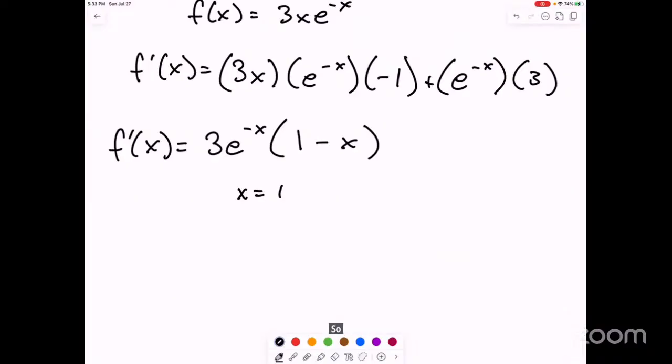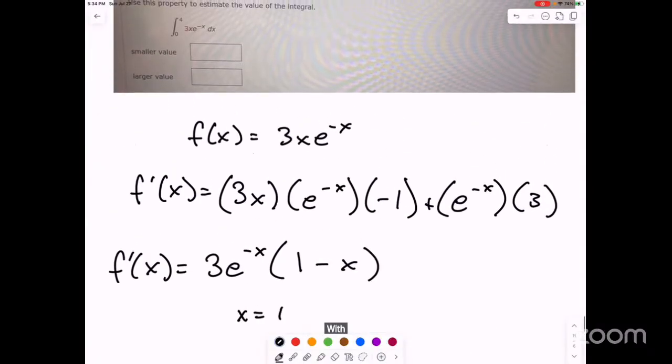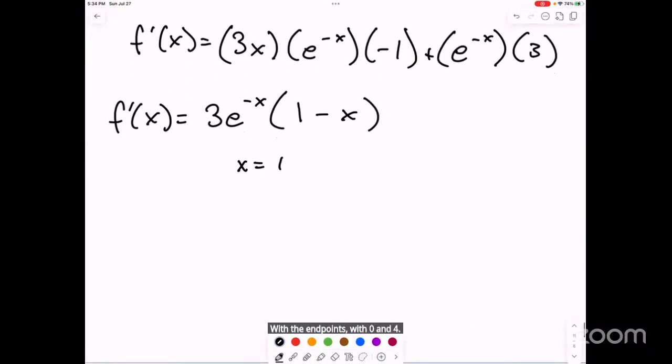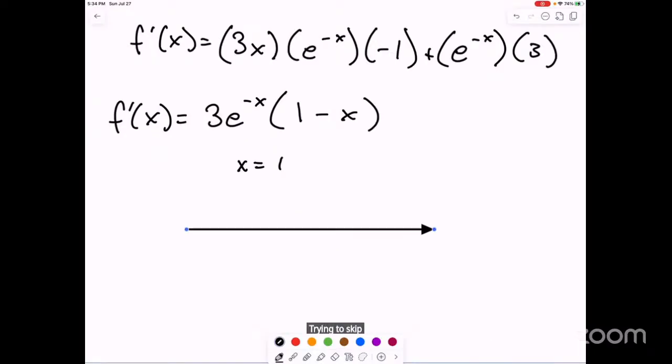I guess if we just want the absolute max and absolute min, we just need to test this with the endpoints, 0 and 4. But we should verify whether it's a local max or a local min. Let me stop being lazy and just do that. I'm trying to skip steps.